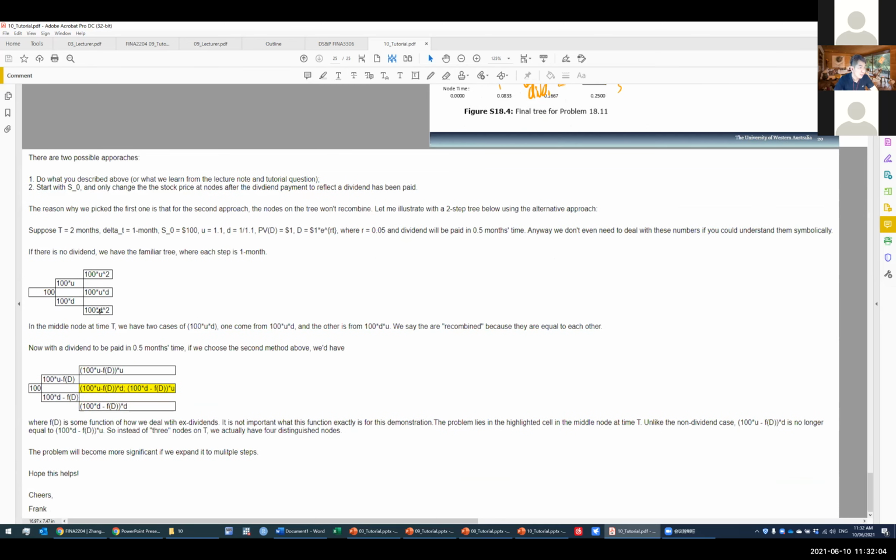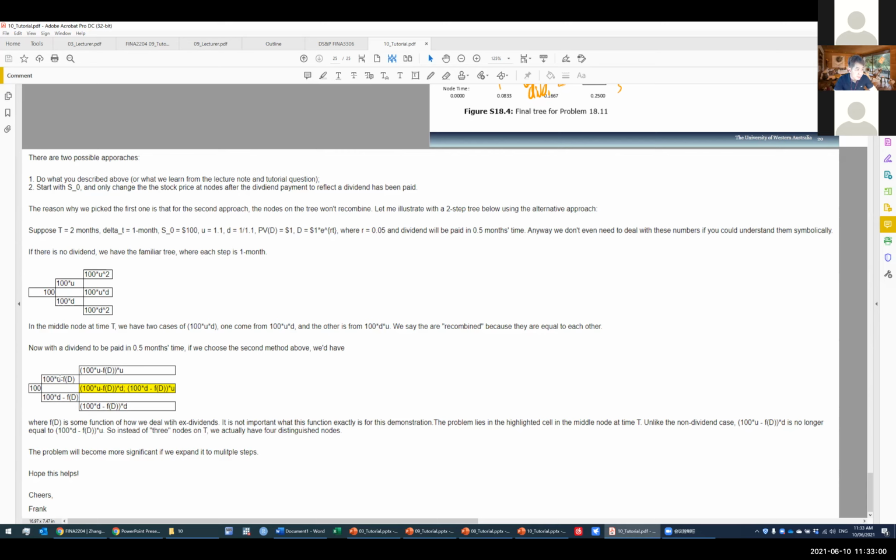So if that's our understanding, imagine a dividend is paid after the first period. My example here is 2 months, with a dividend paid at 0.5 months. If we use the second approach, our first node is going to be 100 times U minus FD, and our second node is going to be 100 times D minus FD. The reason it's written as F is that we don't know yet how we're going to do it. Maybe we use the future value of dividends, maybe just the dividend. It doesn't matter; it's some function of D, and we just need to be consistent in how we treat it.